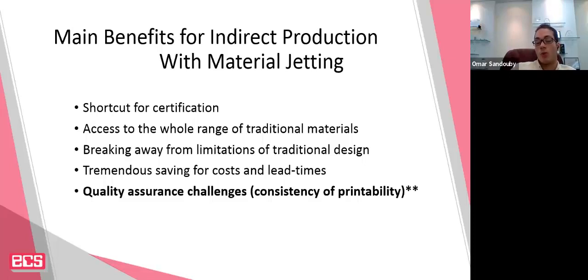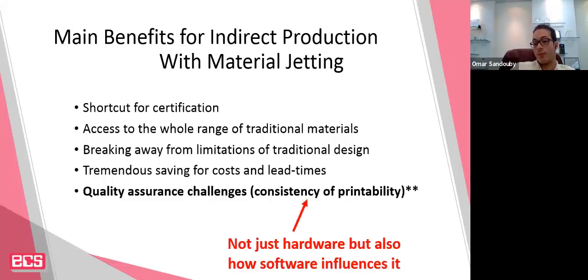Also, in a way, if you want to break away from some of the traditional design restrictions, we saw in the Tosi example how they produce those assemblies. And of course, overall, the tremendous saving when it comes to costs and lead times. And perhaps one of the very good things that indirect production gives you, and this is again a challenge for some of the 3D printing technologies which we will address now, is the fact that it gives you the quality assurance or the consistency of your printability.